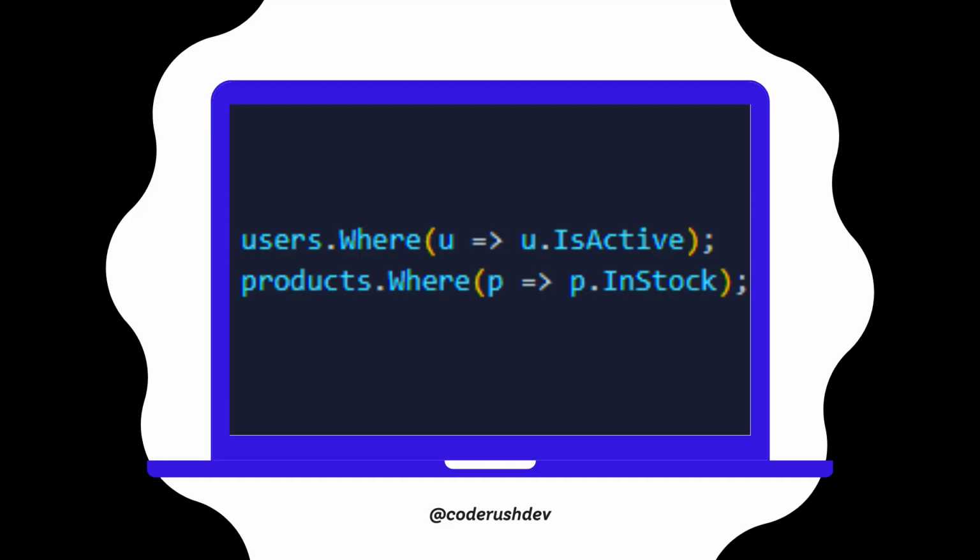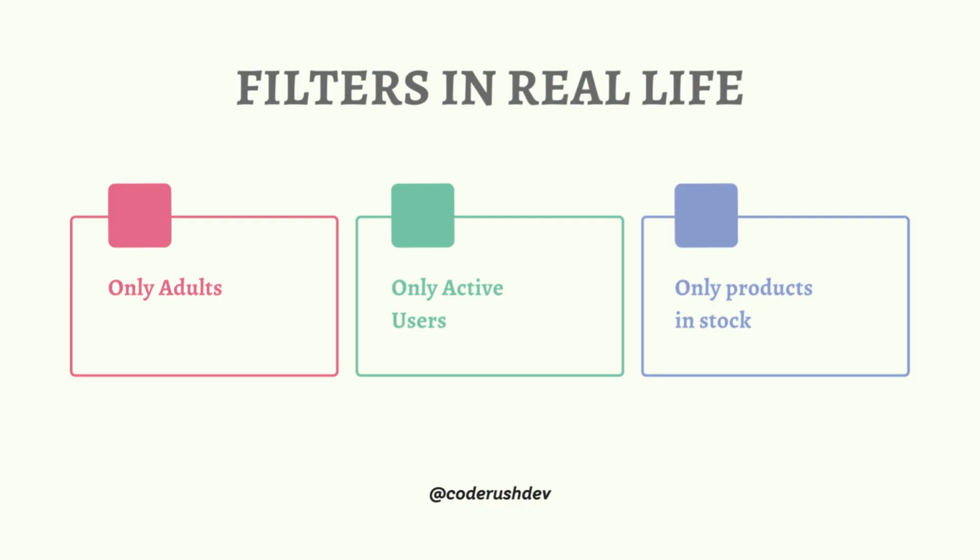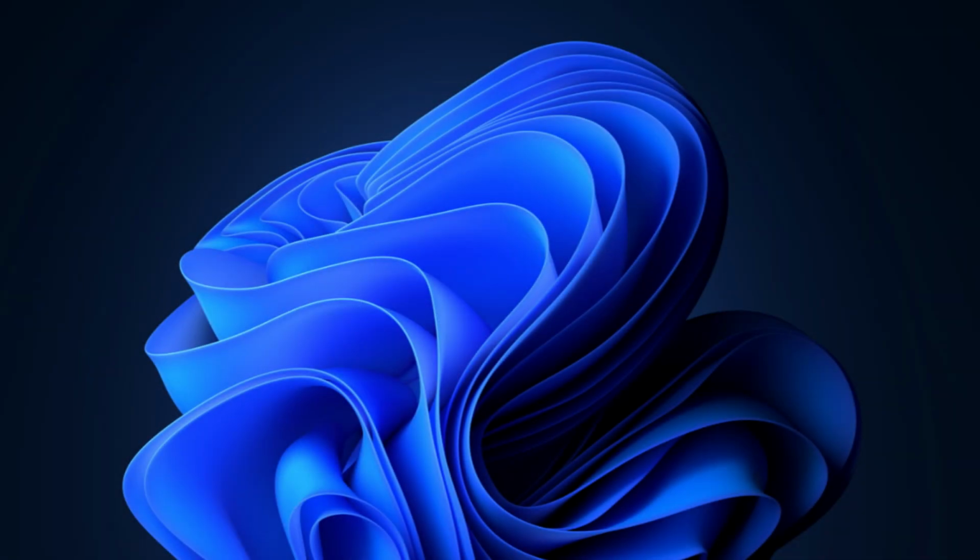Another important thing to note here is that LINQ doesn't filter data. Your predicate does. So think of predicates like filters in real life. Only adults, only active users, only products in stock. Every time you filter data in C#, you are asking a yes or no question. So to recap, a predicate is just a function that returns true or false.